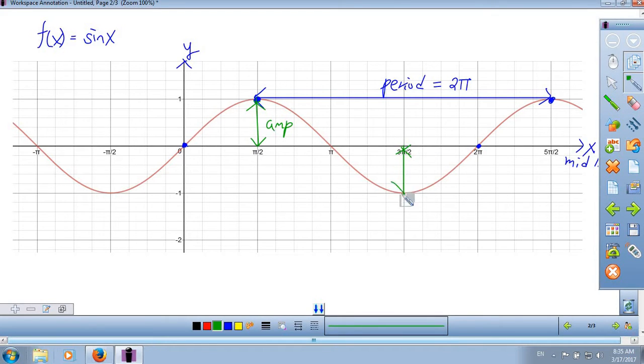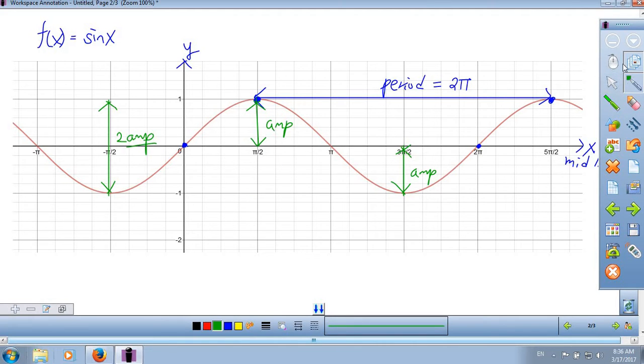So there are several ways to look at your amplitude. If you can identify a midline, the distance between the midline and the peak or the trough is your amplitude. Or it's half of the distance between the peak and the trough. If I draw a line segment from the peak to the trough, that will be 2 amplitudes. So you take that distance, divide by 2, and that will be your amplitude.